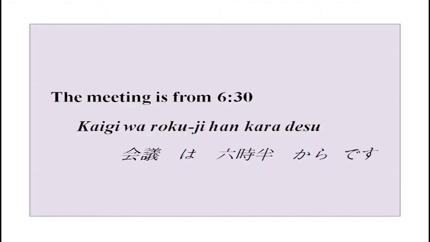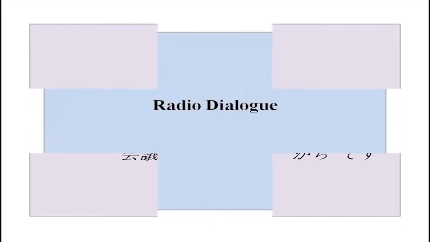Now, well, what are we going to do today? We just practiced how to say 30 minutes, or han. So, kaigi wa roku-ji han kara desu. Now, just listen to this dialogue and let us see how many words you can catch, how much you can understand, and of course, we will do the explanation later.